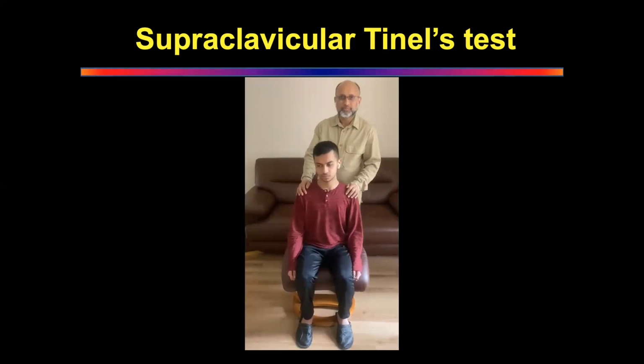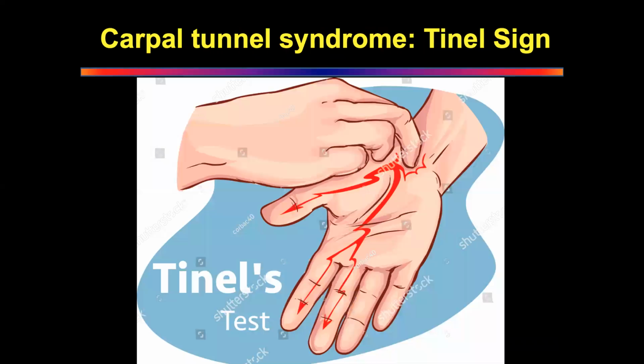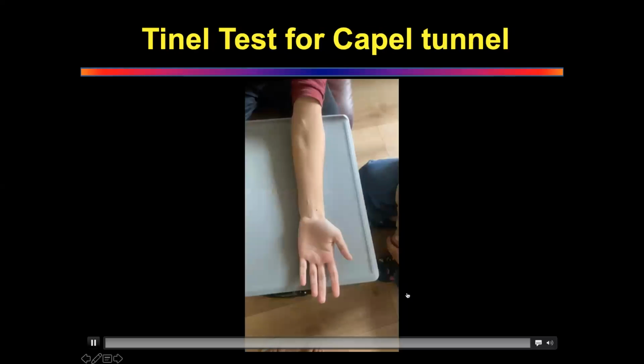Tinel sign? Yes, sir. In the carpal tunnel, we percuss at the level of the wrist, at the flexor carpal tunnel, and the nerve that is going toward the forearm. Excellent. Very well done. You're doing very well, Raza.